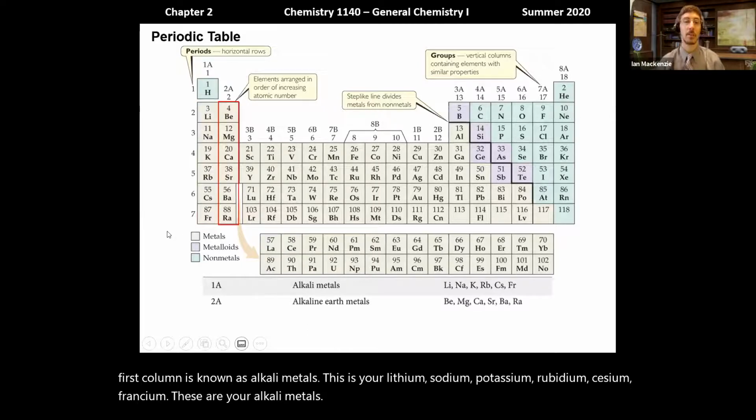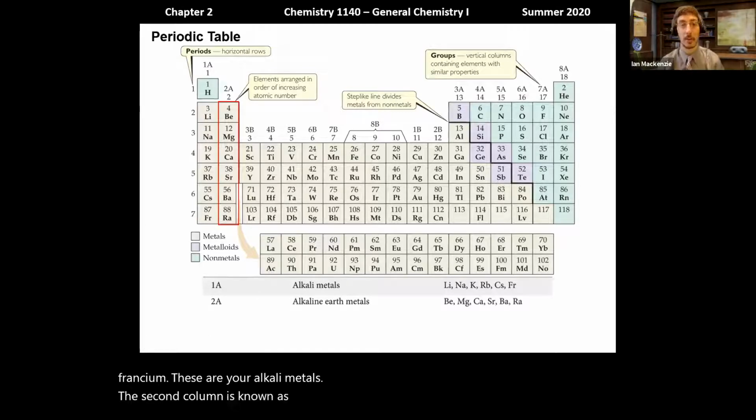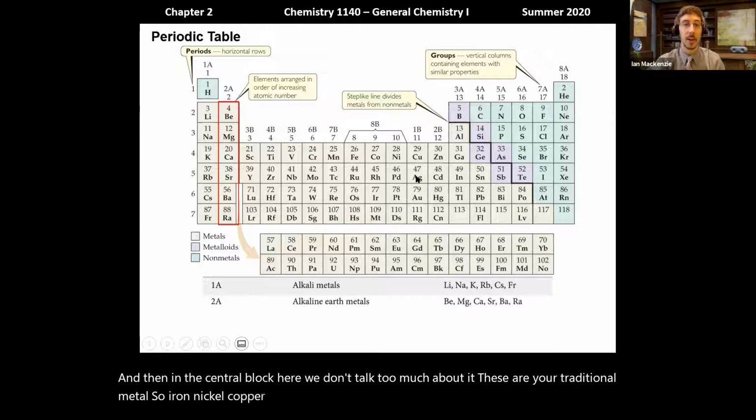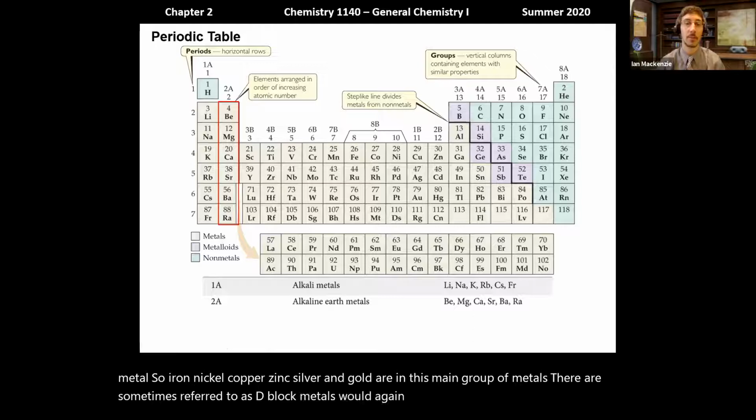The second column is known as the alkaline earth metals. And then in the central block here, we don't talk too much about it. These are your traditional metals, so iron, nickel, copper, zinc, silver, and gold are in this main group of metals, or sometimes referred to as D block metals. We'll again talk in more detail later.